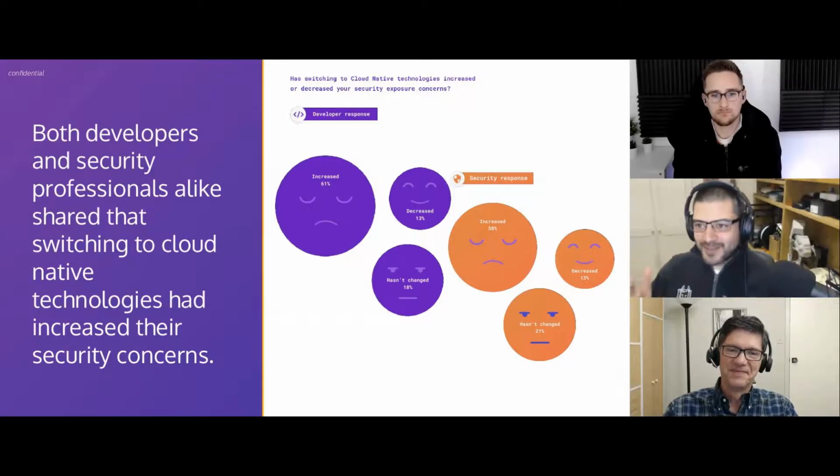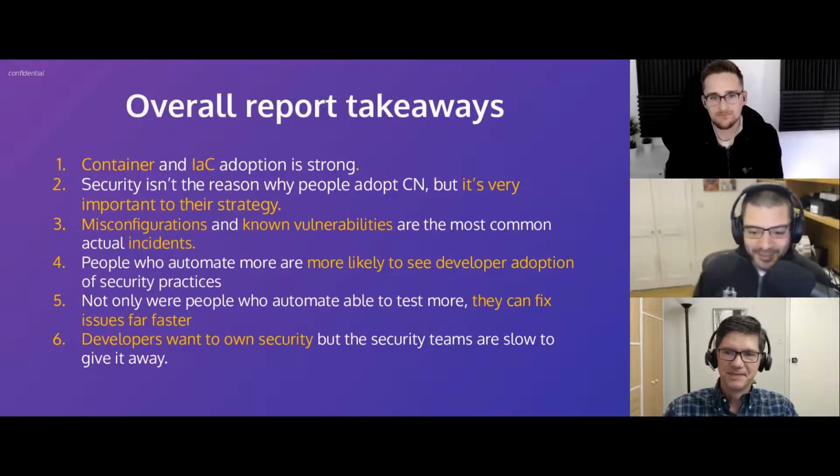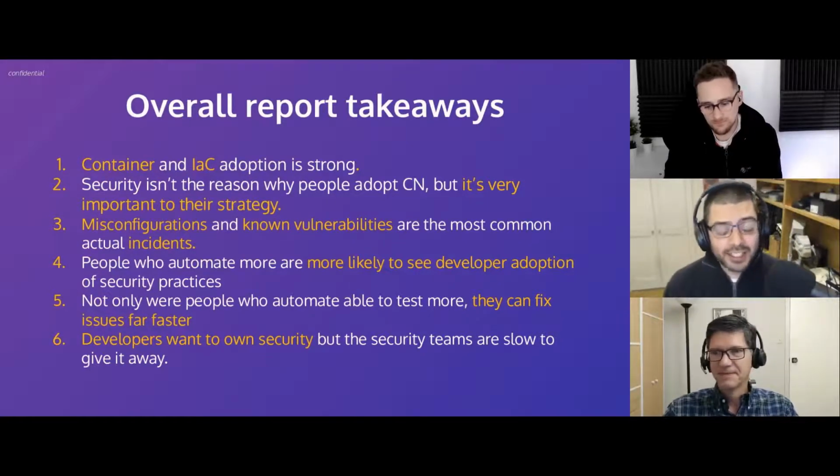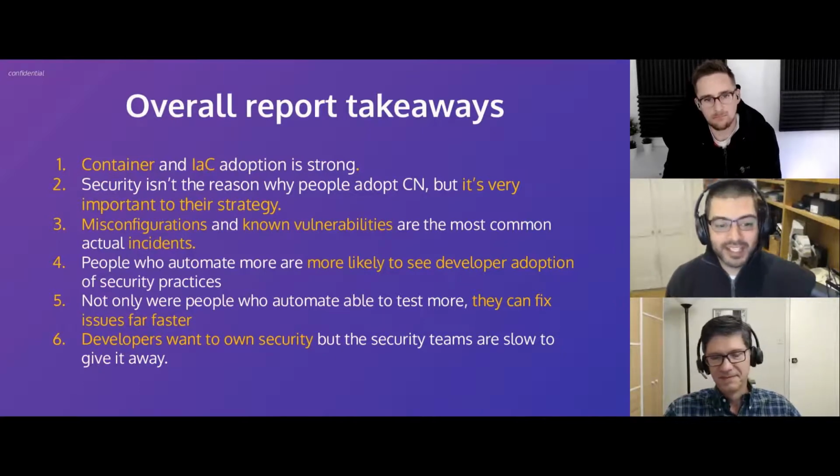Absolutely. So we have just over 10 minutes left. This is a great conversation, but we're running out of time. So let's jump across to the overall report takeaways, which is largely a summary of some of the takeaways that we had on the major slides.